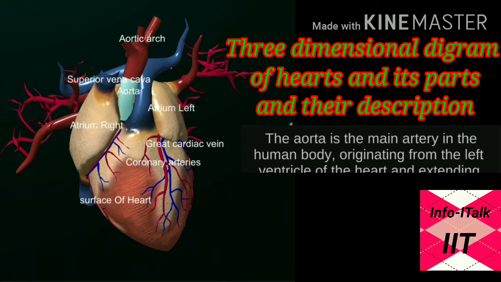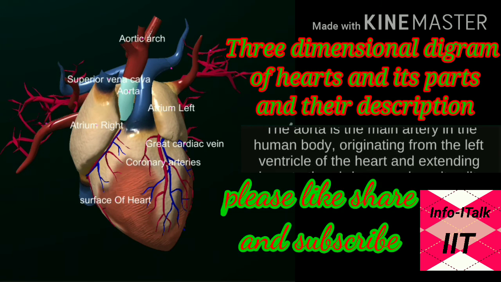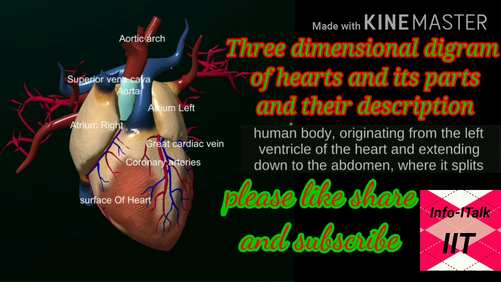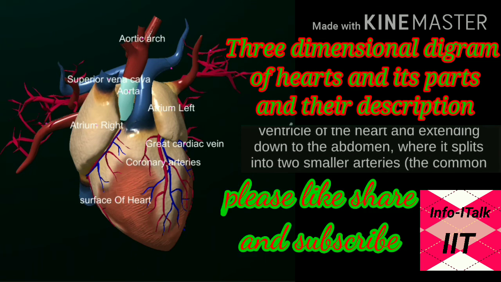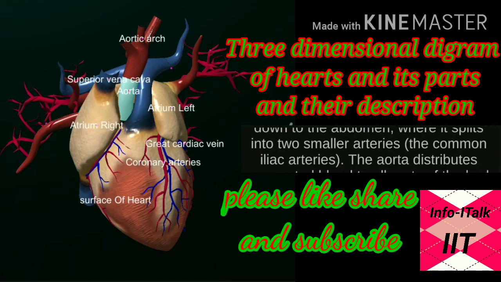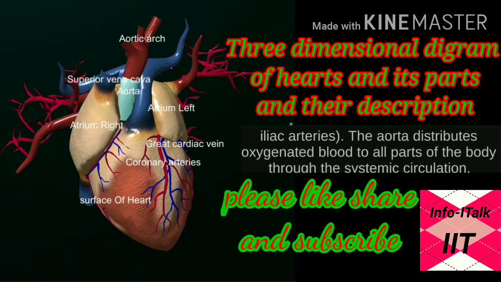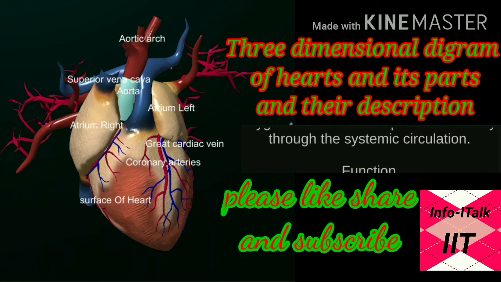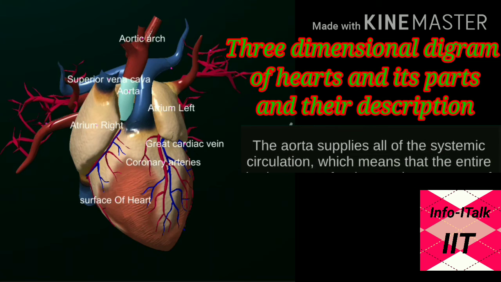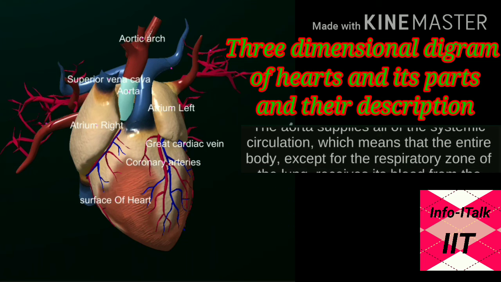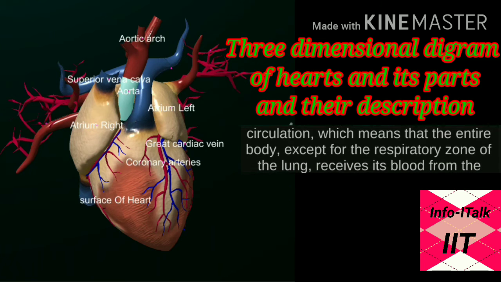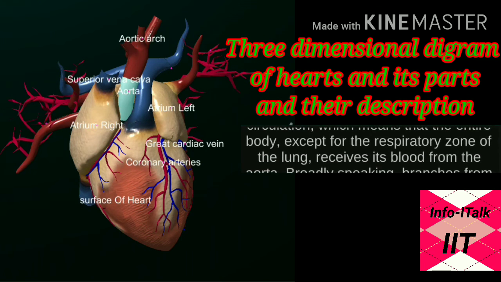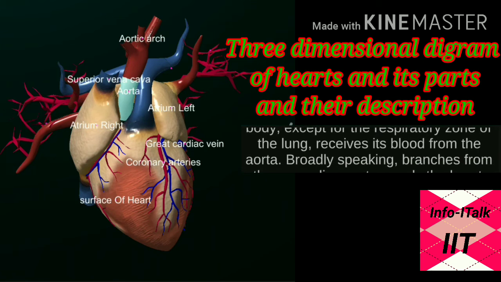The aorta is the main artery in the human body, originating from the left ventricle of the heart and extending down to the abdomen, where it splits into two smaller arteries. Like other arteries, the aorta distributes oxygenated blood to all parts of the body through the systemic circulation. Its function: the aorta supplies all of the systemic circulation, which means the entire body except for the respiratory zone of the lungs receives its blood from the aorta.